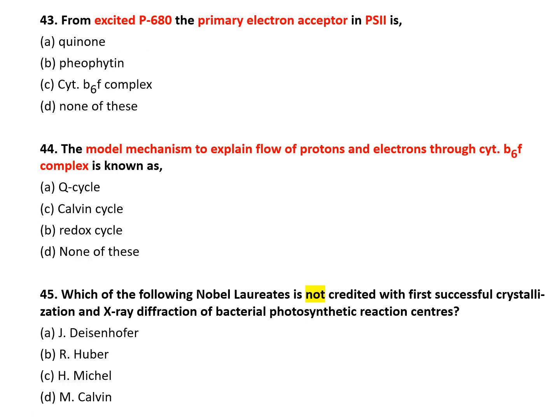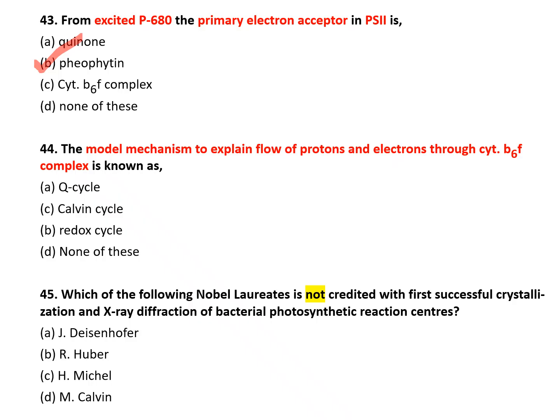The next question, number 43. From excited P680, the primary electron acceptor in PS2 is: option A, quinone; option B, pheophytin; option C, cytochrome B6F complex; option D, none of these. The correct answer is option B, pheophytin.